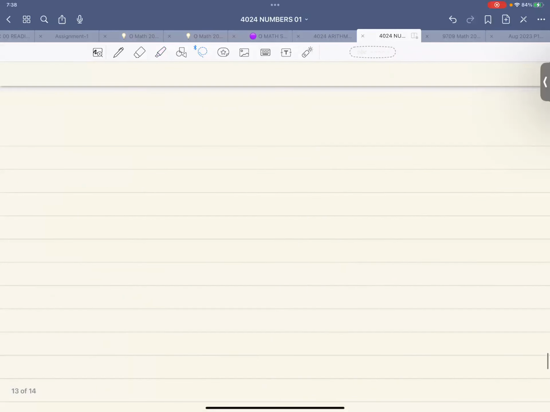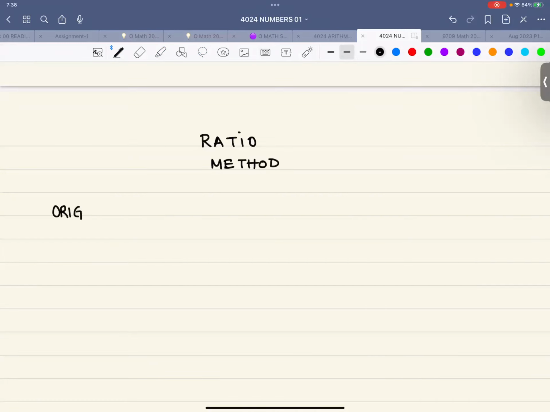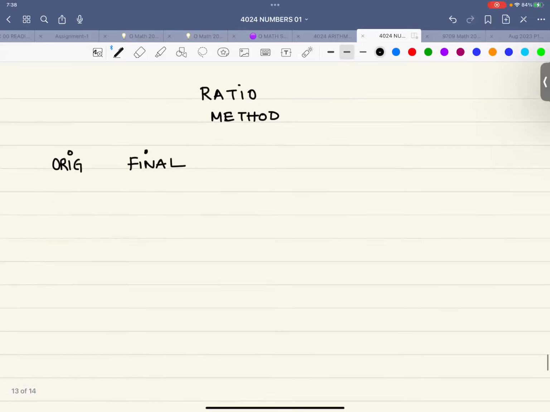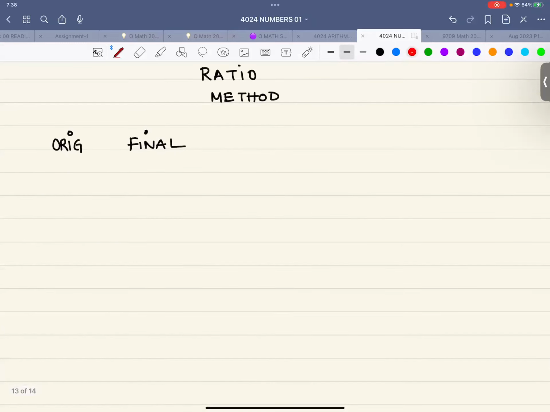Now, how will we use it? The rule is that whenever we have to use the ratio method, we will make two columns, one for original and the other for final. Again, emphasizing it over and over again: original is the same thing as cost price, and final is the same thing as selling price. So now two columns should be there.